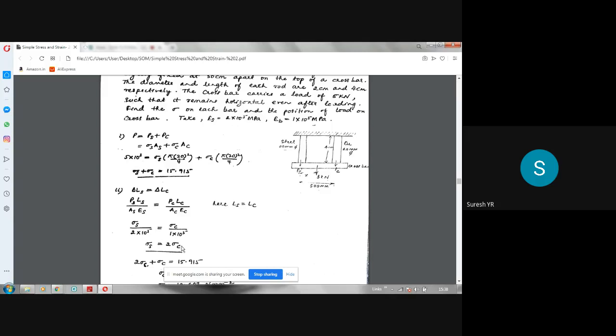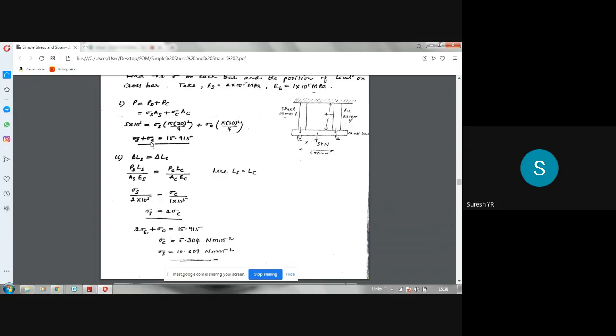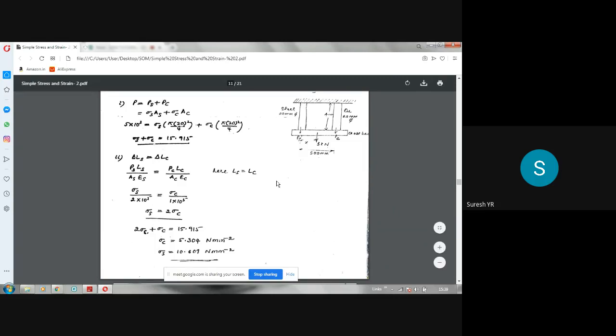So 2 times sigma C. So this is the relation. Now using these two, you can find out the values of sigma S and sigma C, the stress values. If you substitute for sigma S as 2 times sigma C, it becomes 2 sigma C plus sigma C, that is 3 sigma C. So 3 sigma C will be equal to 15.915, or sigma C will be 5.3 Newton per mm square. Substitute that value of sigma C here, you will get sigma S as 10.6. So these are the stresses in the two bars, sigma S and sigma C.